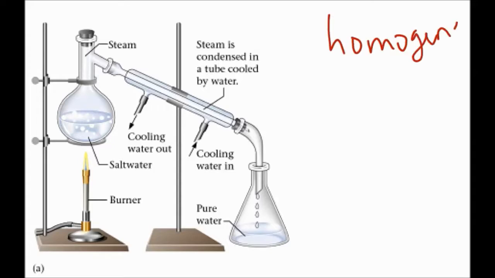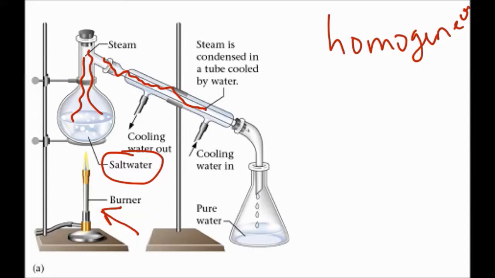So if we have a homogeneous mixture, we can use distillation. In distillation, example here, this is salt water in this round bottom flask, and we're heating it with the Bunsen burner. And what's happening is all the steam is coming up, and then it's condensing along the sides of this condenser and dripping through here, and we're getting the water out here.